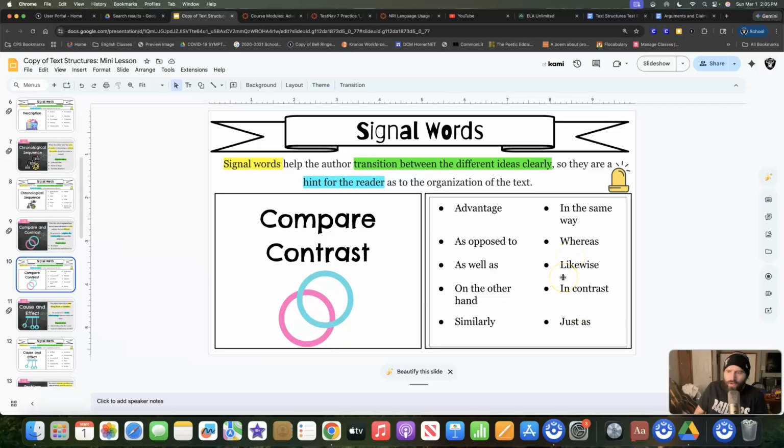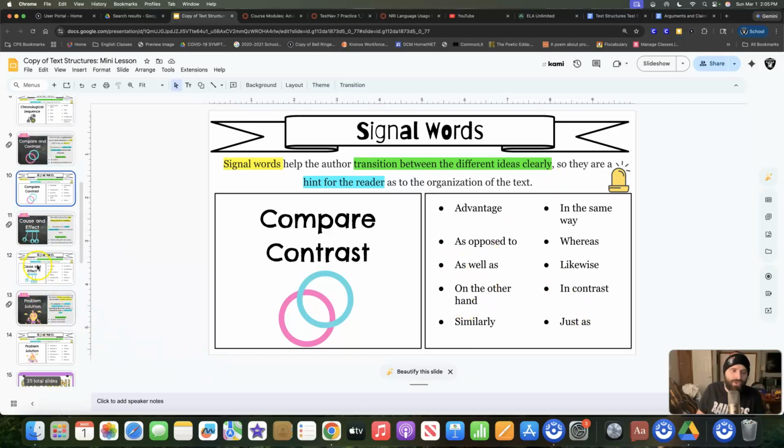Some of you guys saw this on the test on Thursday and Friday. Similarly, on the other hand, as well as in the same way, just as, so on and so forth. Now we get into the two trickier ones.